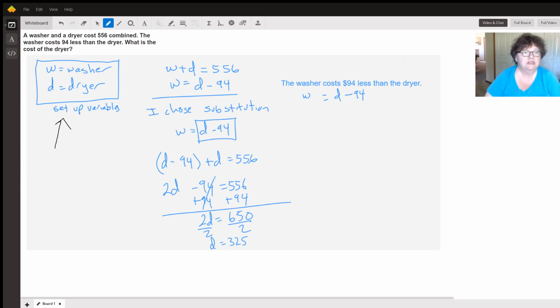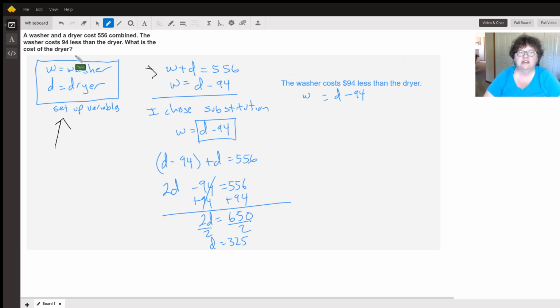Do you have to use W and D? Nope. You can use X and Y every time if that makes you feel better. I'm just going to go washer and dryer for W and D. Okay, so then I took the first line here. A washer and a dryer cost $5.56 combined. Combined always means add them together. So that's where I got washer plus dryer, W plus D equals $5.56.